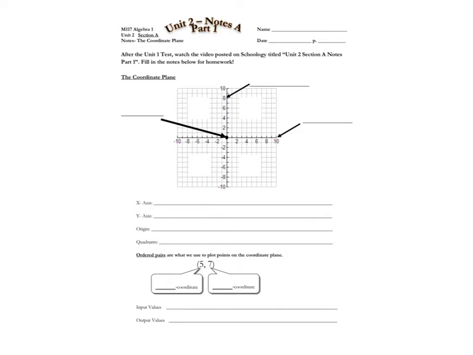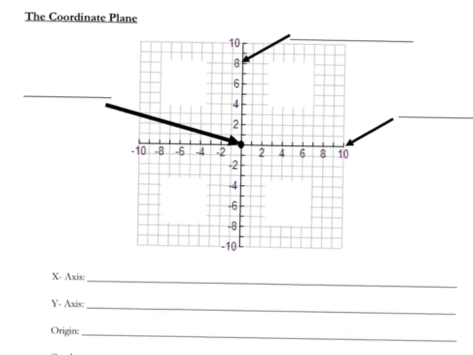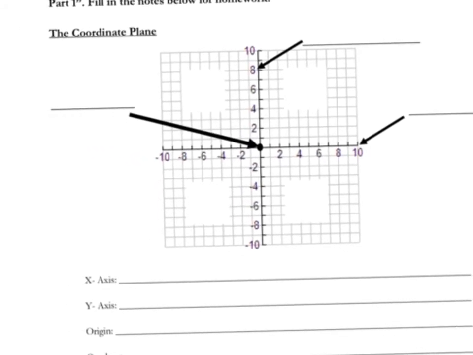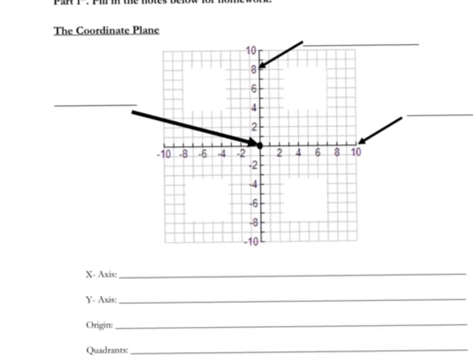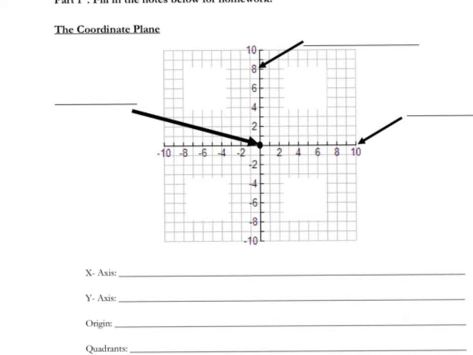So let's begin talking about the coordinate plane, which is a fancy phrase for just a graph. So you guys hopefully have seen a graph before. There's four parts, four sections to the graph, and we call those quadrants. So the first quadrant is the top right. And we use Roman numerals when we are talking about the quadrants. So that looks like an I, but really it's quadrant 1.